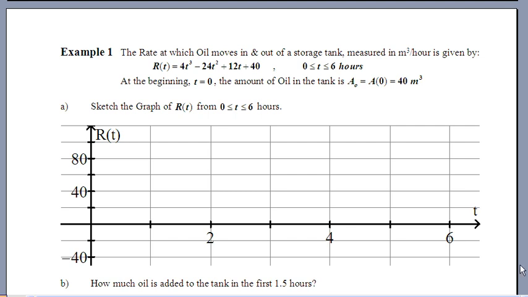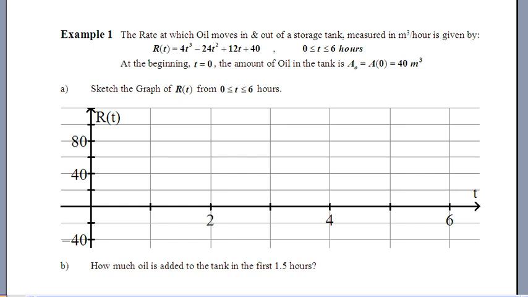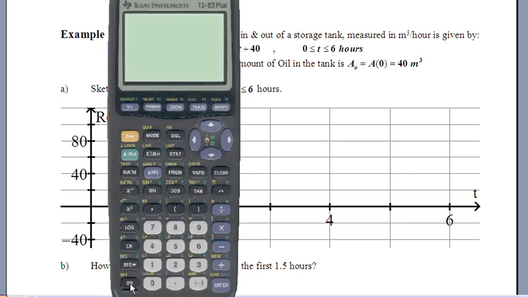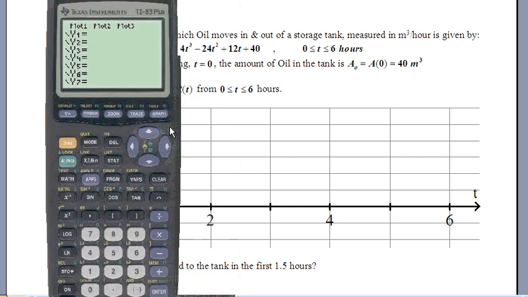First thing, they said, can you go and sketch the rate? I think the whole intention here is let's just use our graphing calculator to do that. Let's get our window going right away. We need to go from 0 to 6. Maybe tick marks every 1 would be great. And for y's, looks like we might have negative rates going on here. So negative 40, and it looks like we're going up to about 120. Tick marks every 20. Okay, let's go and actually put in this function here.